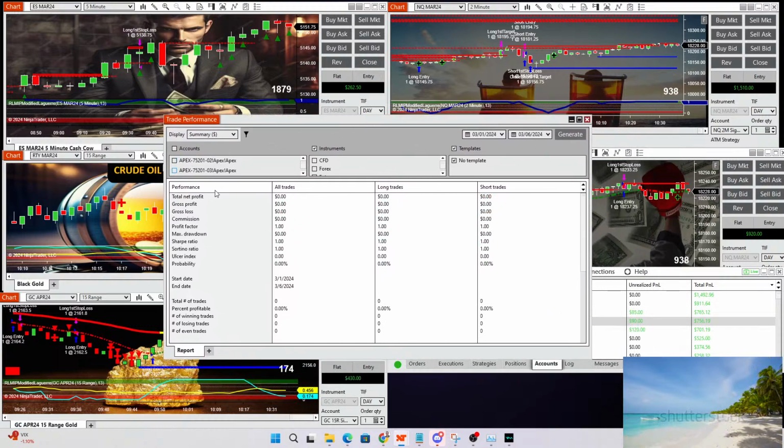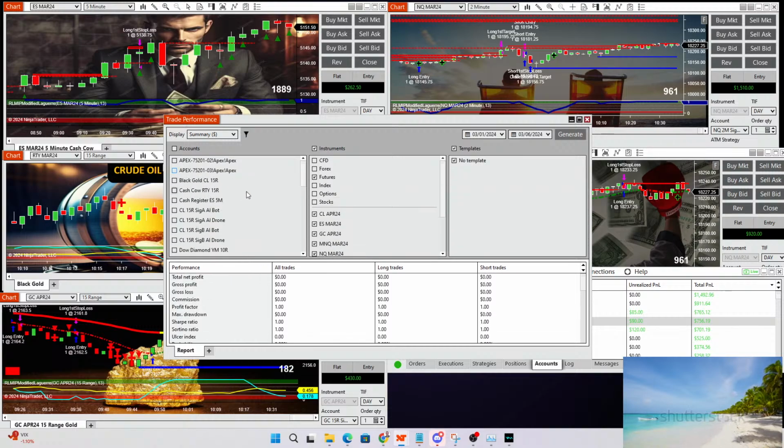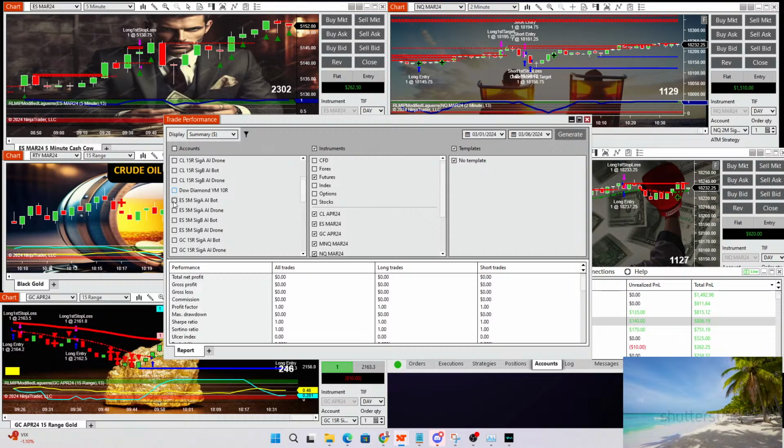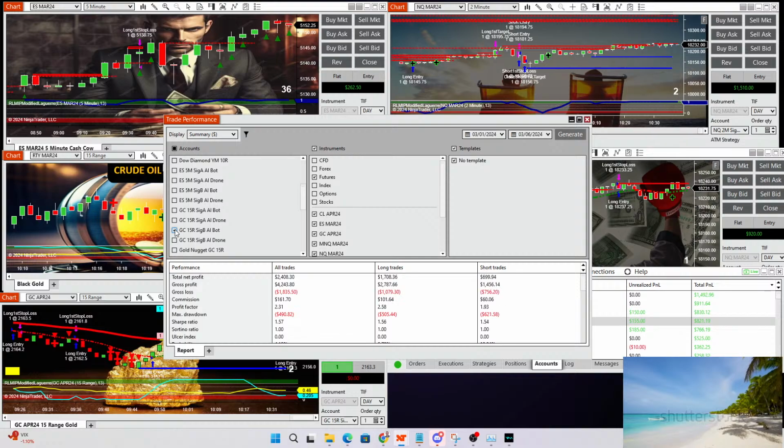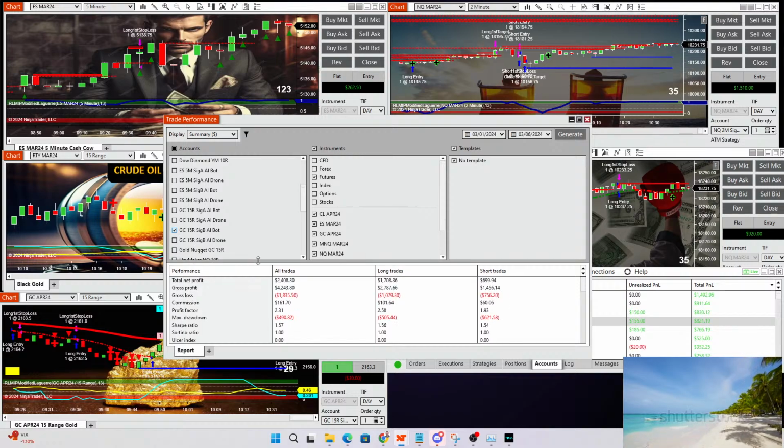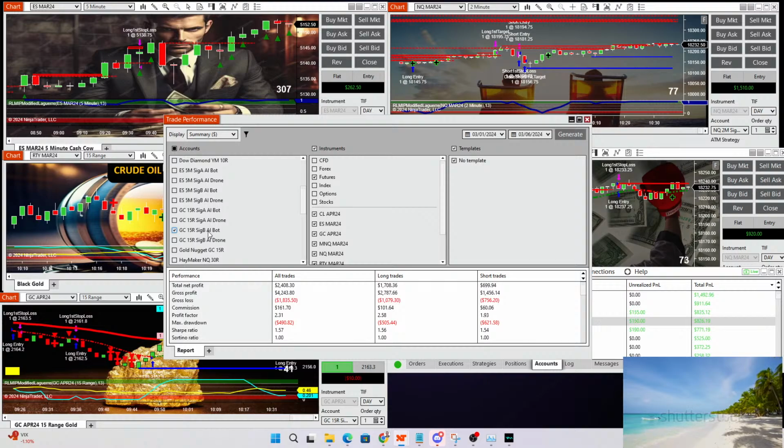A couple other strategies. Let's see how they're doing for the month. The crude at Dow Diamond is down about 160. One of my hottest strategies has been this 15 range Signal B AI bot. Gold has just been doing extremely well on that Signal B. So I could see from March 1st to the 6th, that 15 range Signal B bot is at 2408.